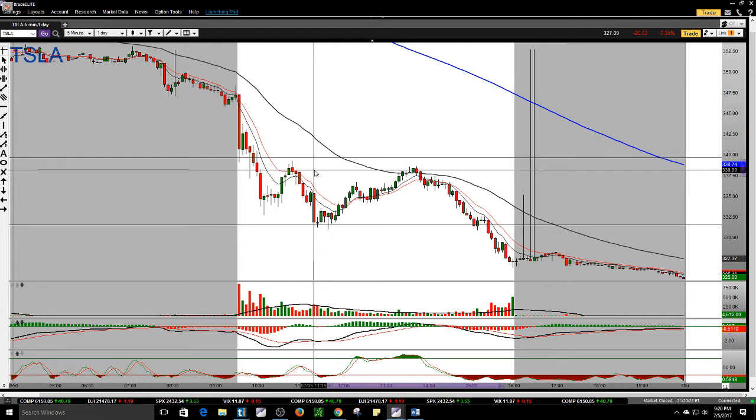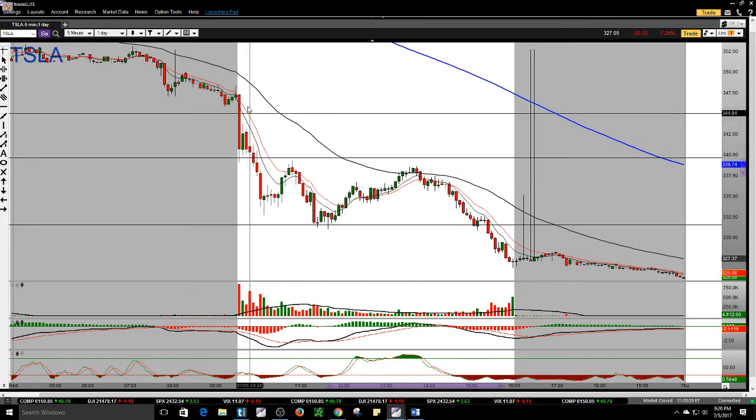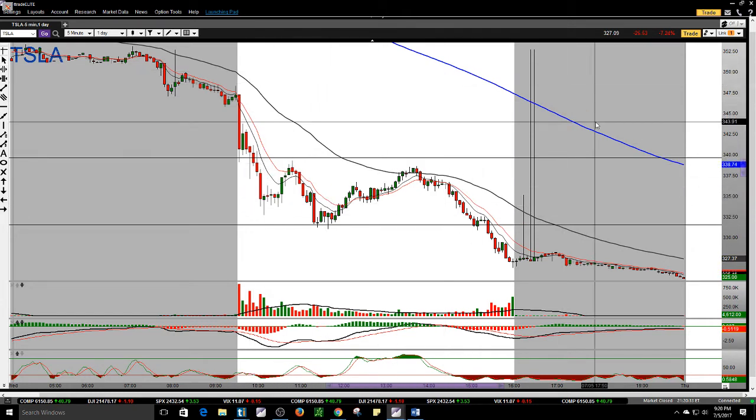My EMAs for the red and black line, these here, are 8, 13, 50, 200.